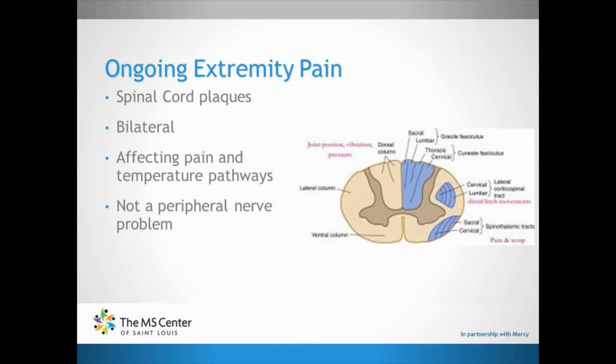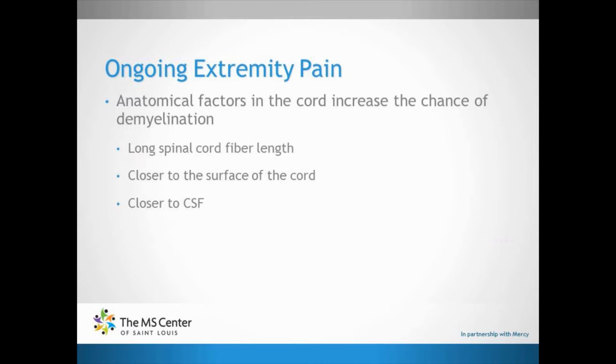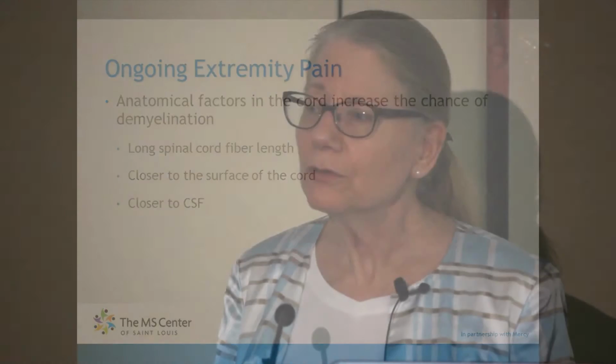If we go back to that picture, you can see that this pathway is close to the edge of the spinal cord. And what is close to the edge of the spinal cord? The cerebrospinal fluid. That's where this pain occurs, because there's more opportunity to have those demyelinating plaques. This is a central nervous system problem. It relates to the immune function going on within the brain that's carried into the CSF. So if you're near the cerebrospinal fluid, you're more likely to have a plaque in that area.